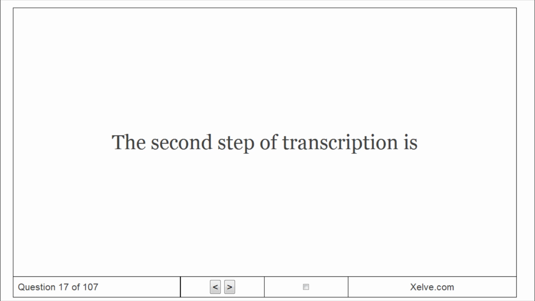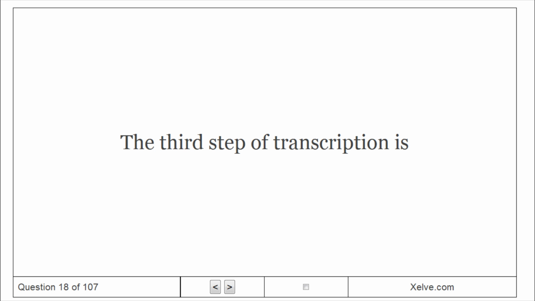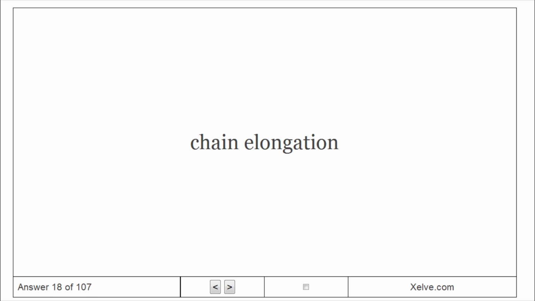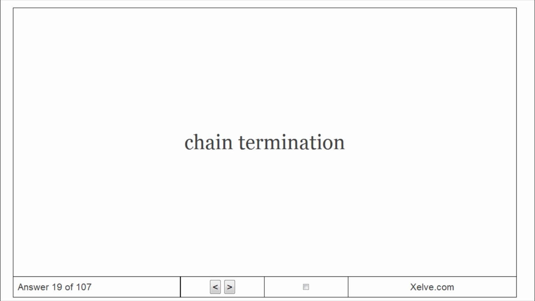The second step of transcription is initiation of polymerization. The third step of transcription is chain elongation. The fourth step of transcription is chain termination.